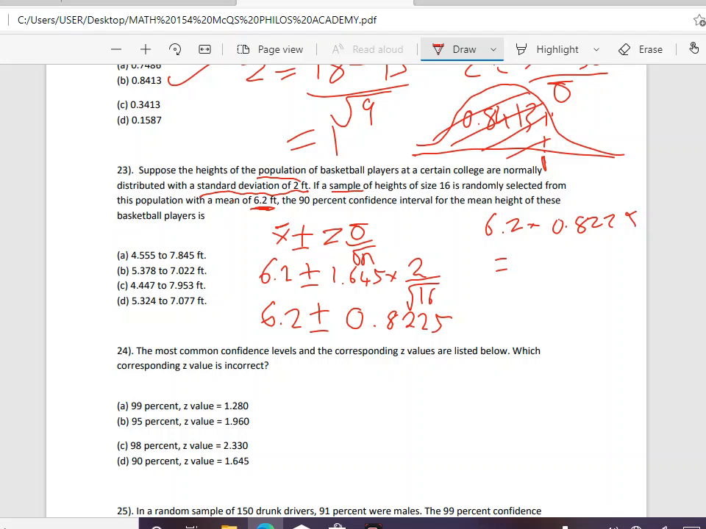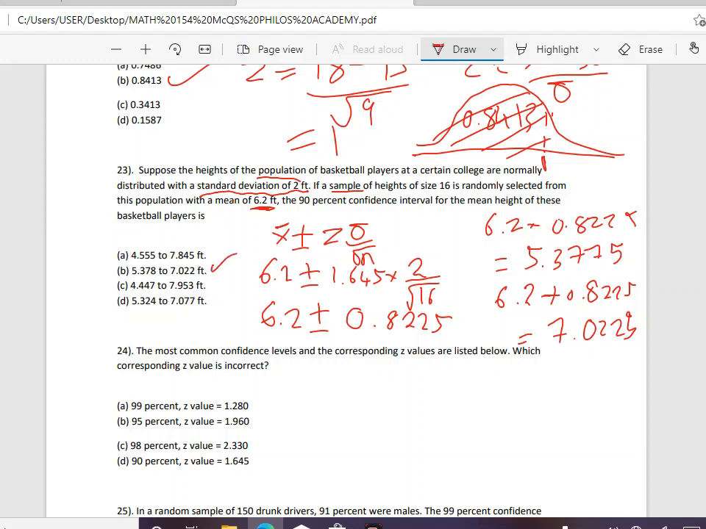What will it give you? It will give you 5.3775, isn't it? When you also take 6.2 plus, that's the meaning of plus or minus, plus 0.8225, it also gives you 7.0225. Okay, so the answer for this will be what? B.